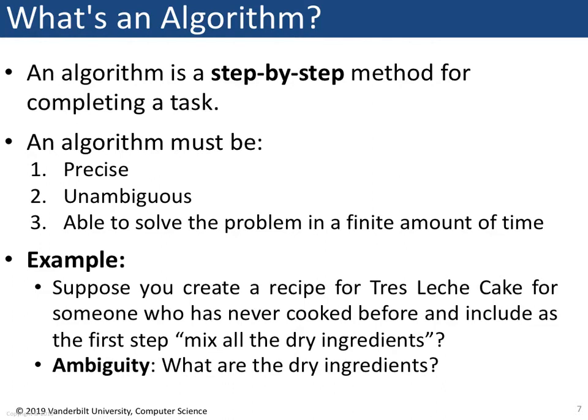So let's look at an example. Let's say you make a recipe for tres leches cake for someone who has never really cooked. And you include the step, mix all dry ingredients. Okay, what are the dry ingredients? You've not defined that. Nowhere in the prior steps in this algorithm that you have just written out do you define what the dry ingredients are. So this would be an ambiguous solution to making tres leches cake.